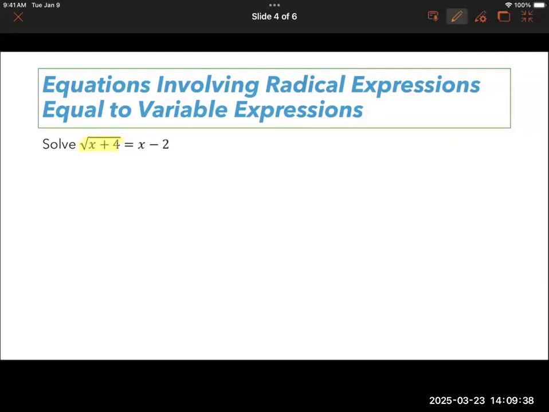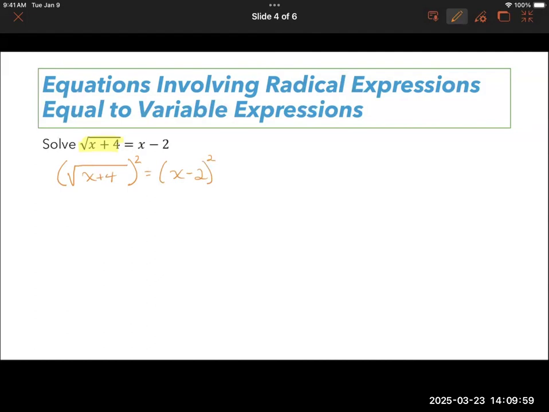Now, the way to undo this radical, the square root of x plus 4, is going to be to square it. I think everybody agrees that makes sense. What you have to be careful about is the other side of the equation, the x minus 2, that whole thing also needs to get squared.